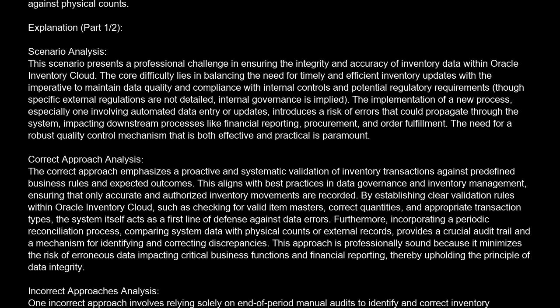Furthermore, incorporating a periodic reconciliation process, comparing system data with physical counts or external records, provides a crucial audit trail and a mechanism for identifying and correcting discrepancies. This approach is professionally sound because it minimizes the risk of erroneous data impacting critical business functions and financial reporting, thereby upholding the principle of data integrity.